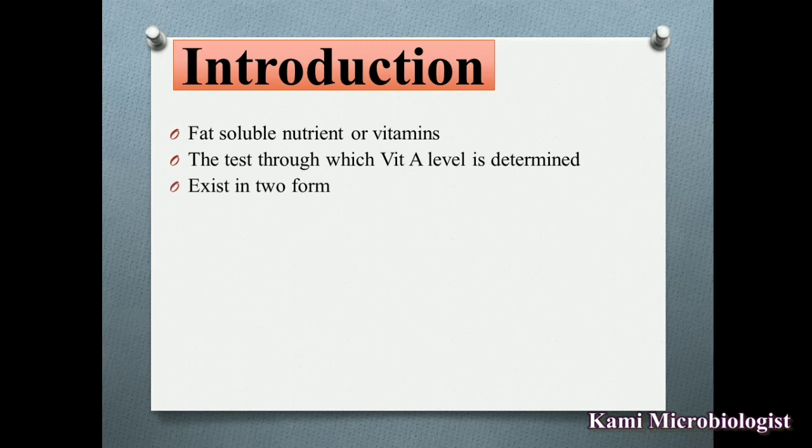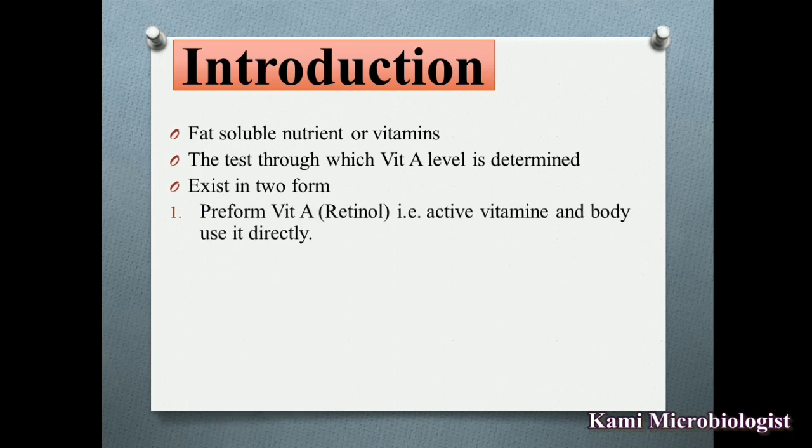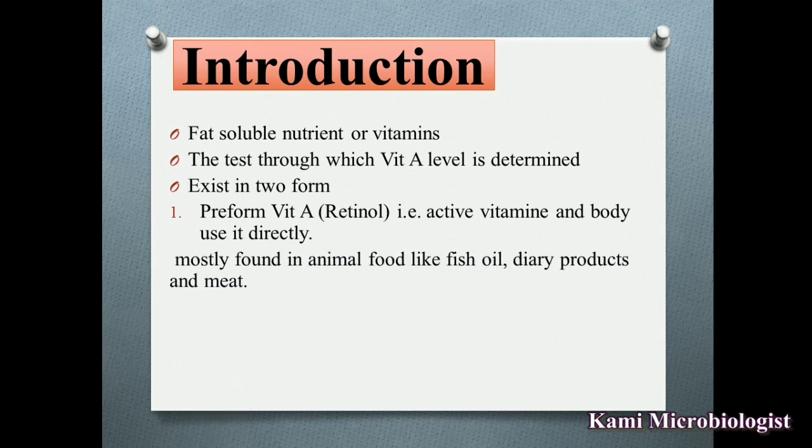Now vitamin A is found in two forms. The first is preformed vitamin A, which we call retinol. This type of vitamin A is the active vitamin and the body can use it directly. Next we have the occurrence of vitamin A. Preformed vitamin A, or retinol, is mostly found in animal foods, like fish oil, dairy products and meats.